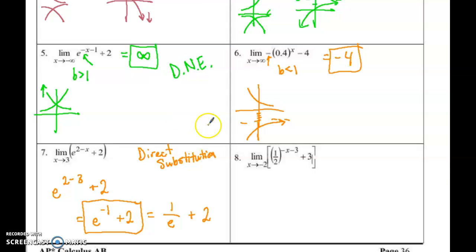Same thing with the next one, though. It's direct substitution. So we're looking at 1/2, plug in -2 here. So positive 2 minus 3 is to the -1 power, and then plus 3. Now this one's definitely doable because the negative exponent just means the reciprocal. So it's 2 plus 3, which should give you an answer of 5.